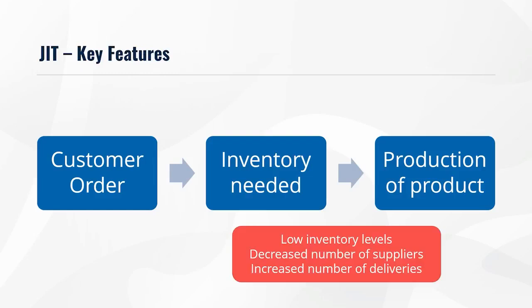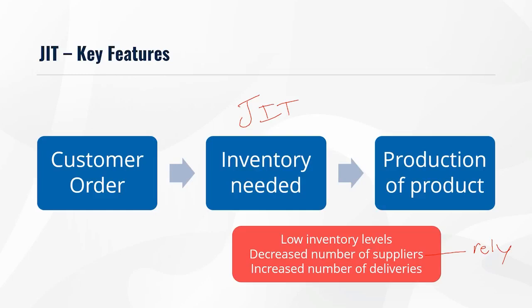So with just-in-time, the advantages to this system are that we're going to be able to have lower inventory levels. We're getting the inventory just in time that it's needed. We have it arrive the day that we're going to be producing that particular customer's product. We are able to have a decreased number of suppliers. We're going to have to rely on these suppliers. These suppliers are going to have to be on time.